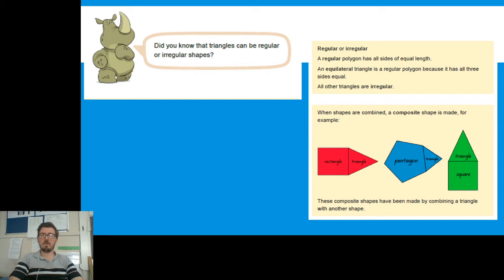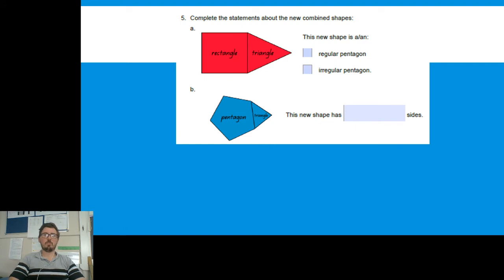When shapes are combined, like these ones here, they are called composite shapes. These are composite shapes that have been made out of triangles. This will be number 5 on your worksheet. Complete the statements about the new combined shapes. This new shape is a regular pentagon or an irregular pentagon. Remember, a pentagon has 5 sides. So pause the video and tick the one you think it is.